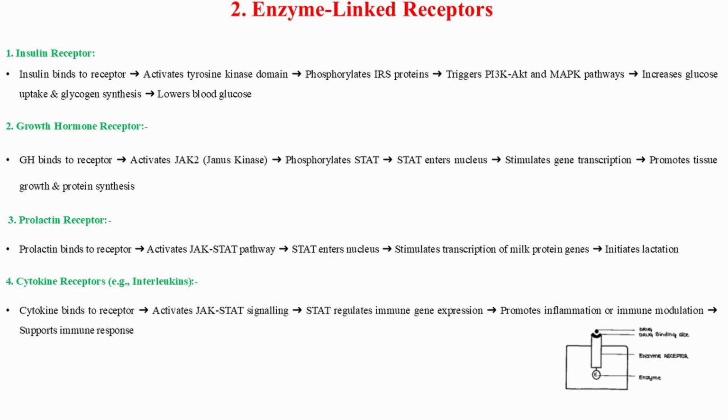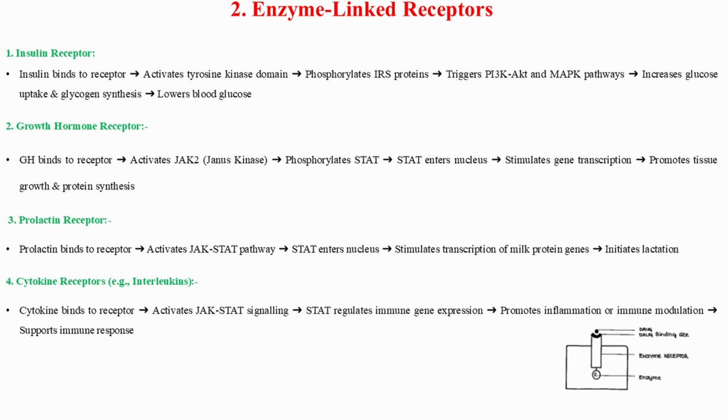So coming to the next example, growth hormone receptors. When the growth hormone binds to the receptors, it activates the JAK kinase, Janus kinase domain, which phosphorylates STAT. STAT enters into the nucleus, thereby stimulating gene transcription, thereby promoting tissue growth and protein synthesis. Coming to the next receptor, prolactin. Prolactin binds to the receptors and activates the JAK-STAT pathway. STATs enter into the nucleus, thereby stimulating the transcription of milk protein genes, thereby finally initiating lactation.